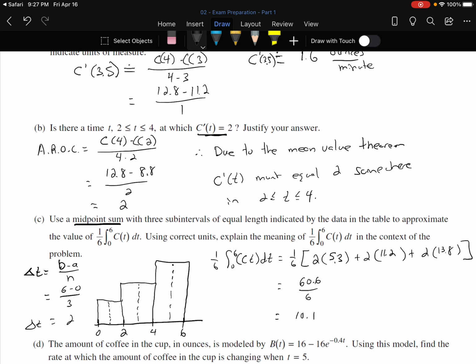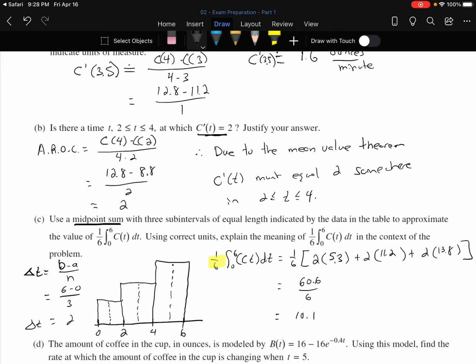Now, you might be able to just look at the numbers in the table and get a feeling for what it represents. But this 1/6 out front is supposed to trigger us to remember that average value is 1 over b minus a times the integral in question. So this was calculating an average value. And the units help with that.